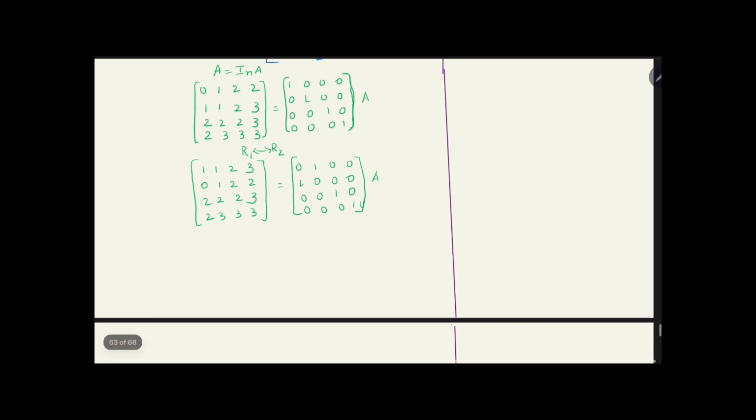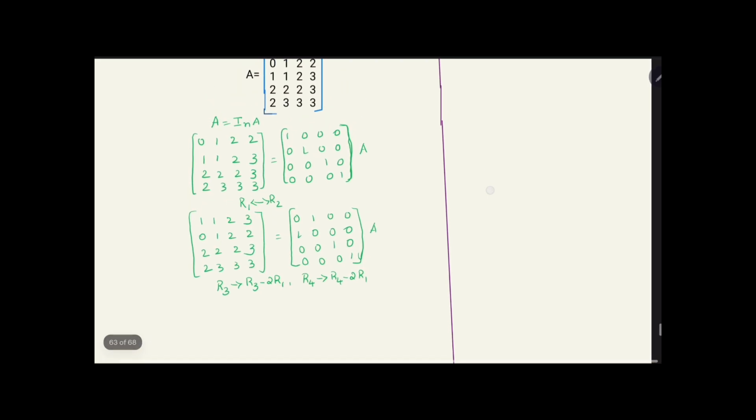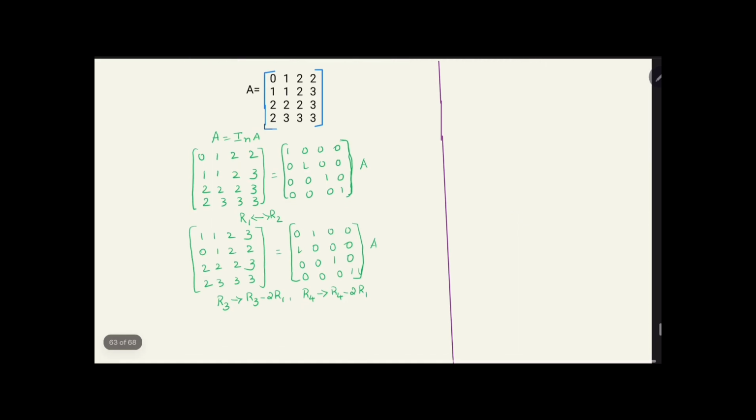Now, what is the second step? I should make these three elements 0 by making use of A11. This element is already 0, so it is enough if I make these two elements 0. How will you make it? I should multiply the first row by 2 and then subtract from R3 and R4, so that these two will be made 0. I will explain here, students. R3 becomes R3 minus 2R1, and R4 becomes R4 minus 2R1. I will explain the calculation part for the left-hand side and also for the right-hand side.